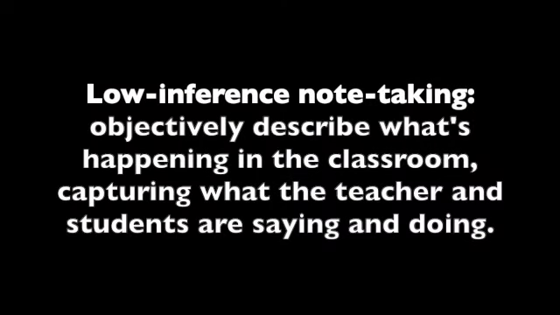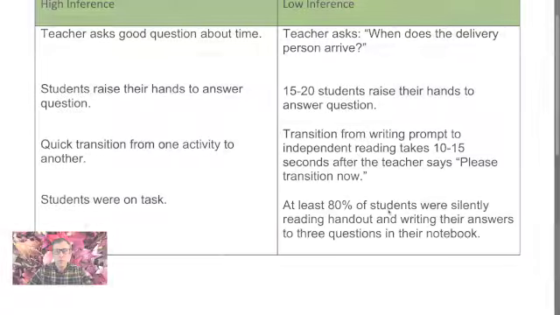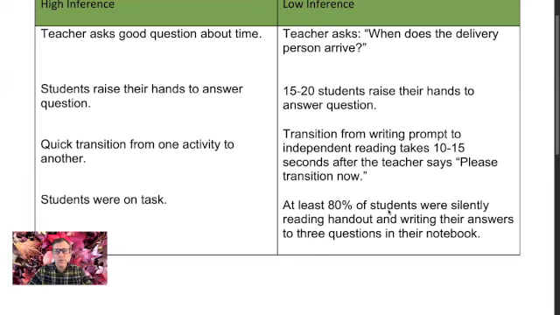We define low-inference note-taking by objectively, as opposed to subjectively, describing what's actually happening in the classroom. What this means is that we're attempting, to the best of our ability, to capture what the teacher and students are saying and doing. So how are high inference and low inference notes different?